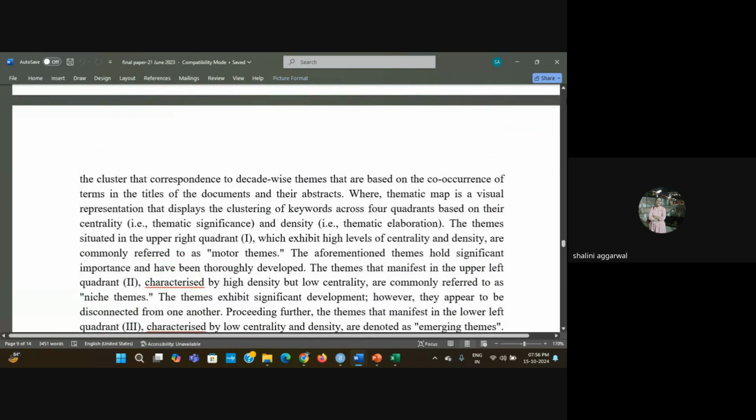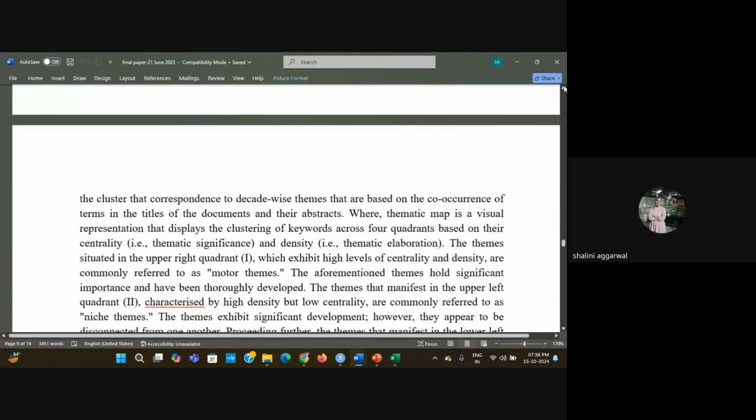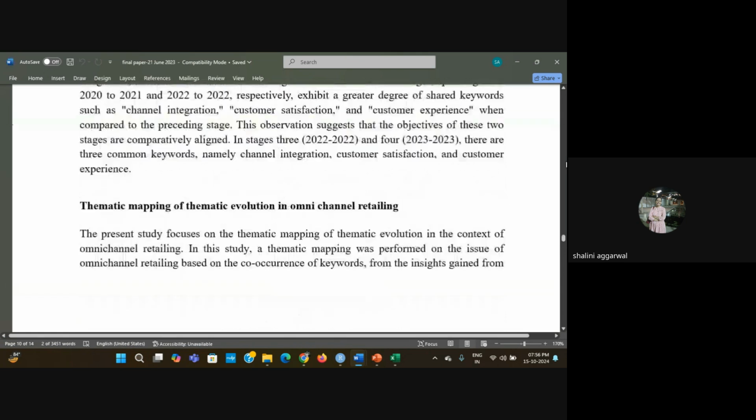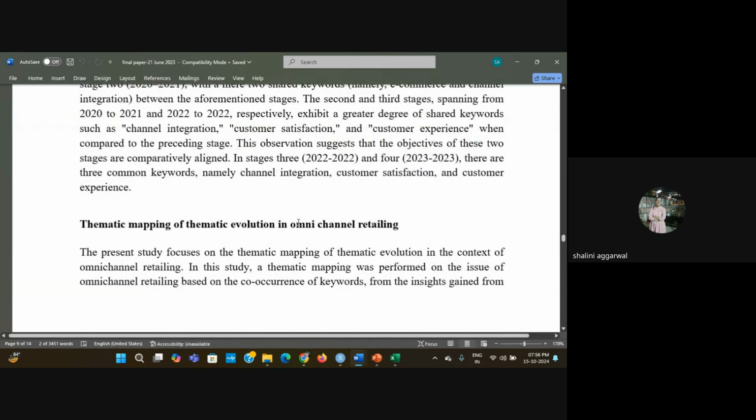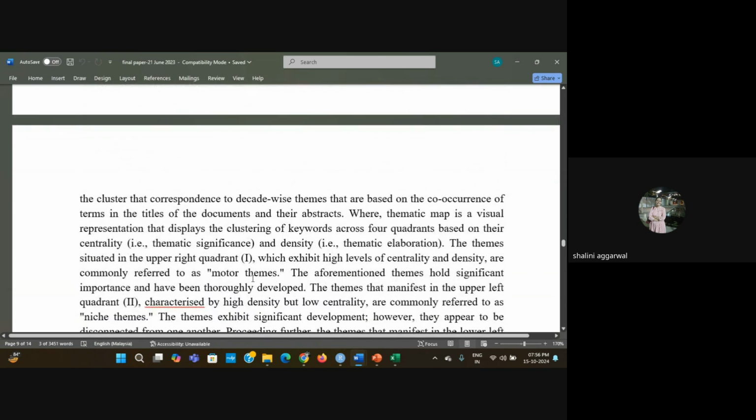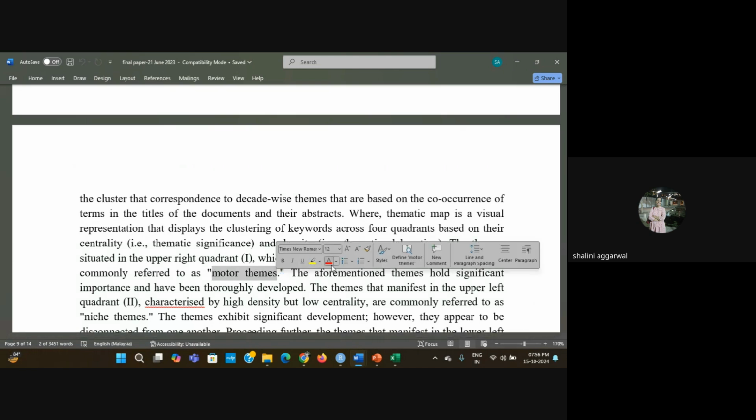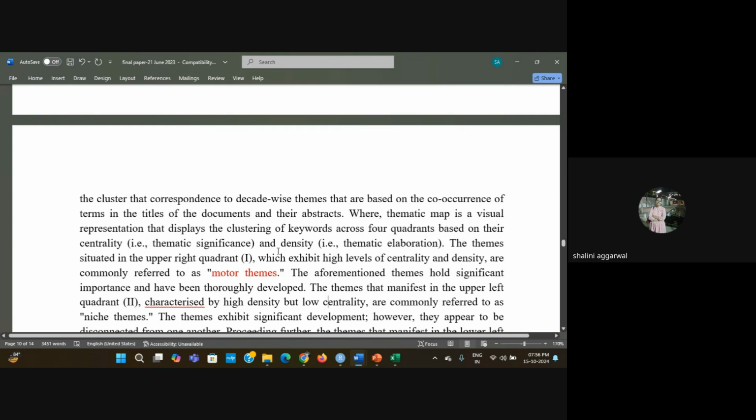Here you have to talk about what these motor themes mean. How I have written it is, this paper of mine is on omni-channel retailing. I have mentioned the 4 quadrants. What does each quadrant mean? What is the first quadrant? Let's say this is about the motor themes, right? What do we mean by the motor themes?